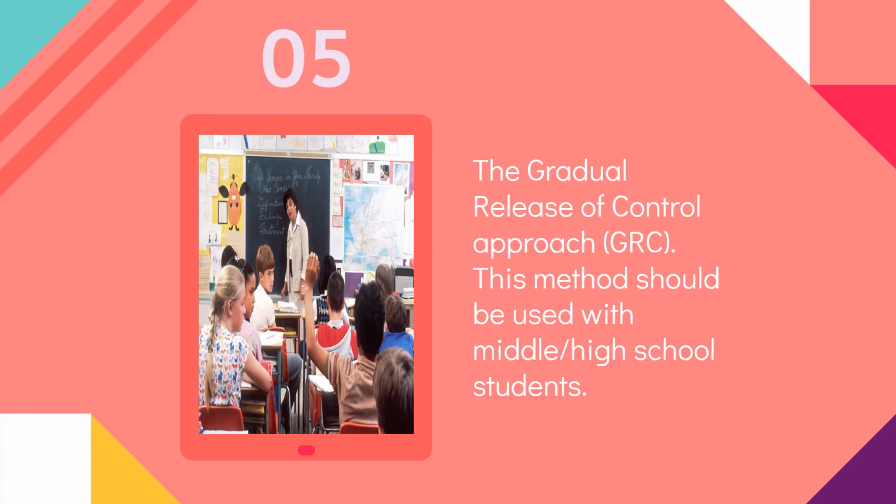Suggestion 5, the Gradual Release of Control Approach, or GRC. This method should be used with middle or high school students. This approach eliminates embarrassment, classroom interruptions, and allows introverts to go without fear of asking. Many educators like this approach for high school level because they believe that students should be able to use the bathroom whenever they want. Some students would use this freedom responsibly, while others would not.